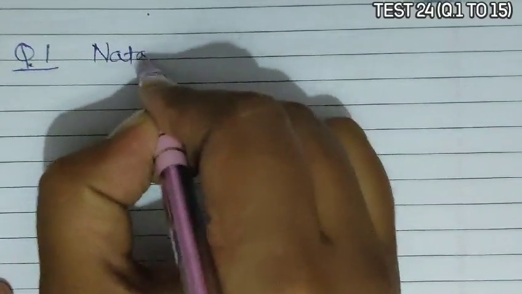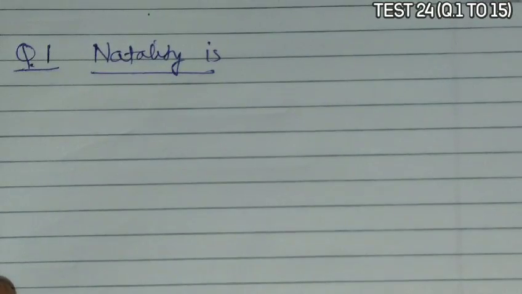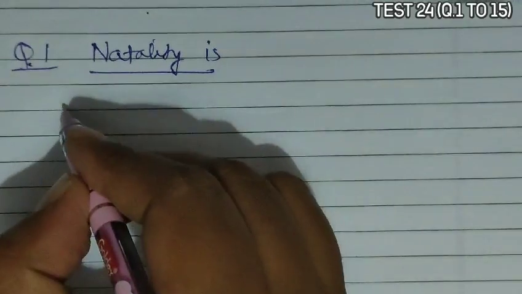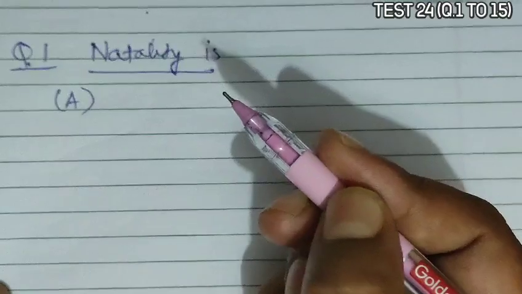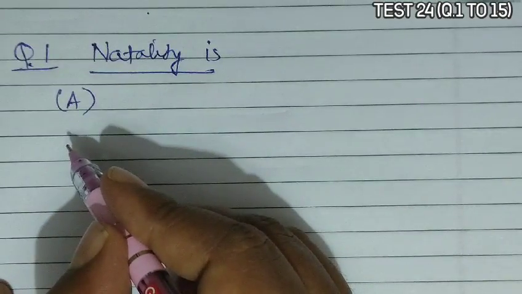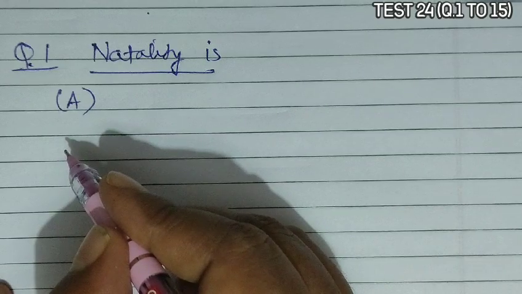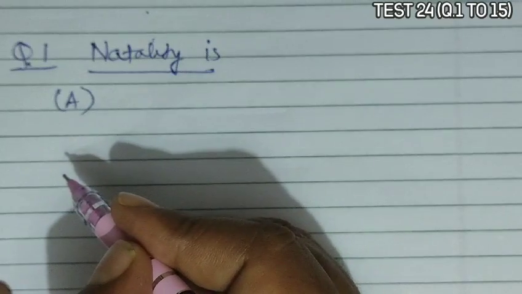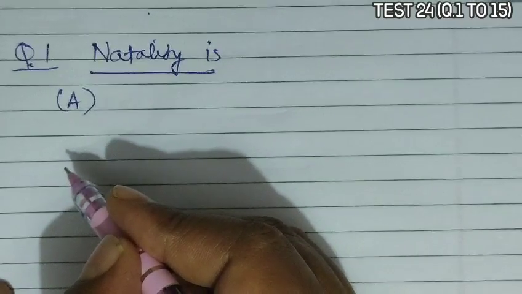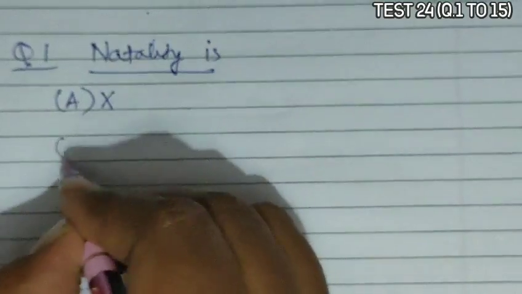Question 1 asks that natality is. So you know that natality is the particular birth rate. It is commonly called birth rate, but we should go according to the option. Now option A is given as the number of individuals of the same species that have come into habitat from elsewhere during the time period under consideration. So it is talking about the immigration, it is not about the natality, so it is incorrect.